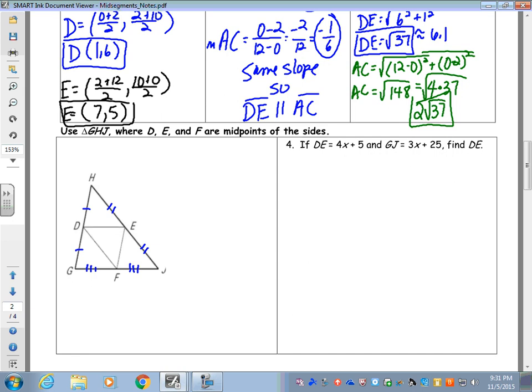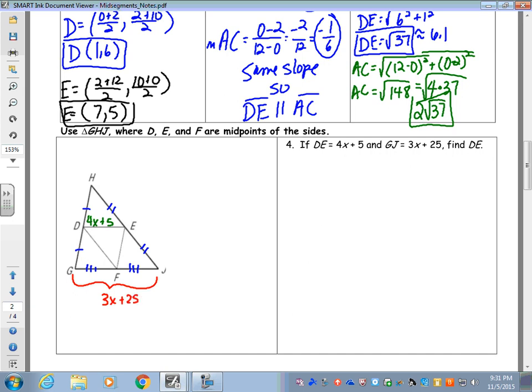And DE is going to be 4x plus 5. And GJ, this whole segment down here, is 3x plus 25.